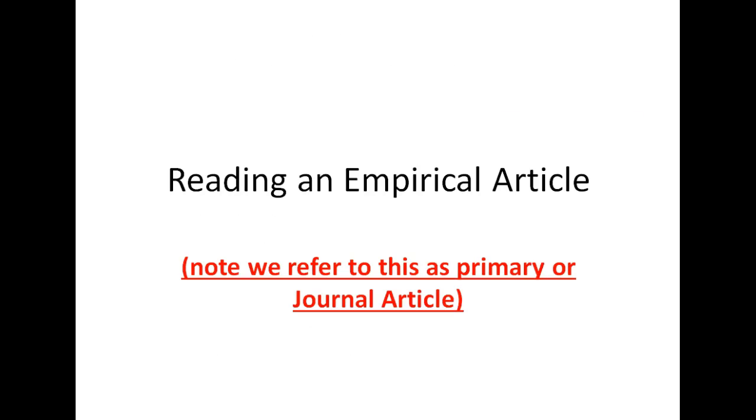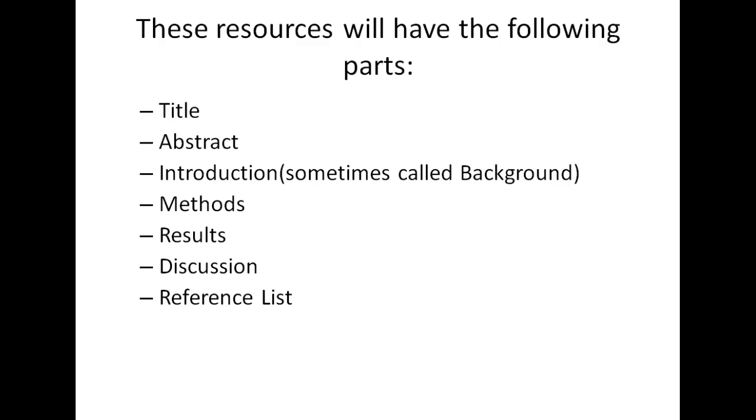So I want to give you some tips and tricks for reading an empirical article, or as I've said, I call it primary or journal article because it's intimidating at first. The resources that we're going to be using will have the following parts: a title, an abstract, an introduction, a methods, a results, a discussion, and a reference list. Those are the standard pieces. A couple of notes here. The introduction is sometimes called background, and more often than not, it actually doesn't have a heading. So you'll see the title of the article, the abstract, and it'll jump right into this section. Sometimes you'll see introduction, sometimes background, sometimes nothing.